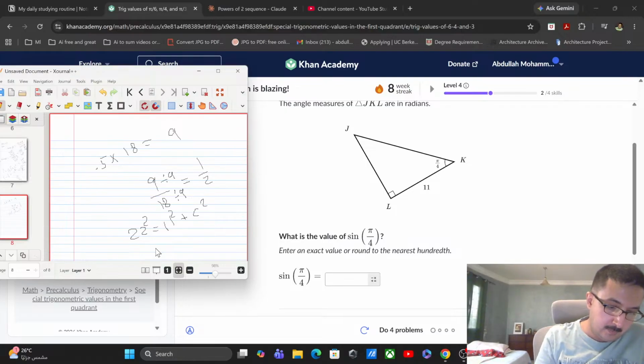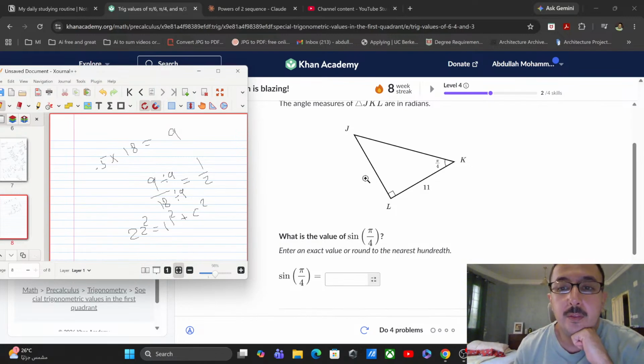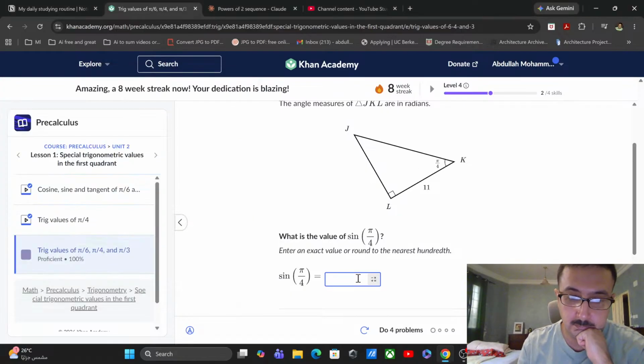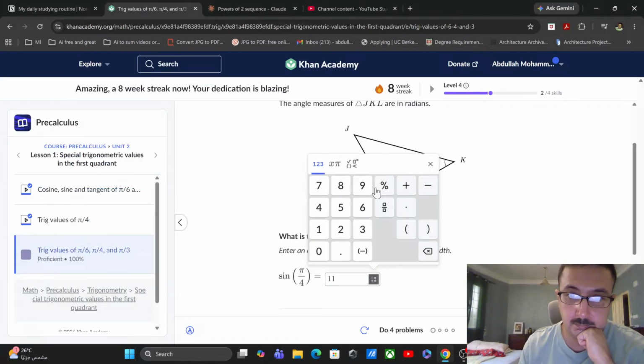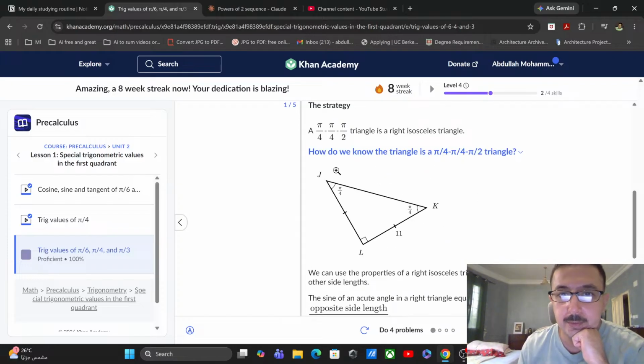300 and 11 square root of 3. It's 11 the square root of 3. Show me the steps. How do we know the triangle is? Okay, so this is 11, so it's 11.